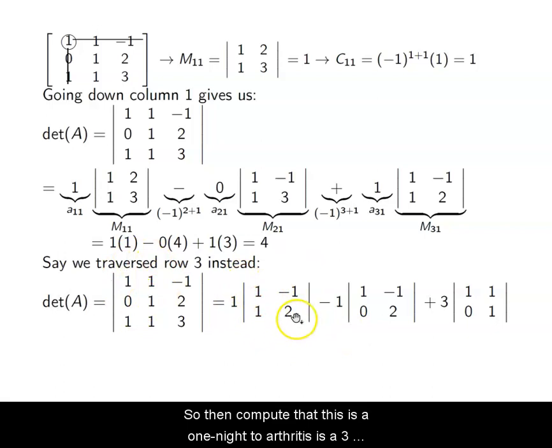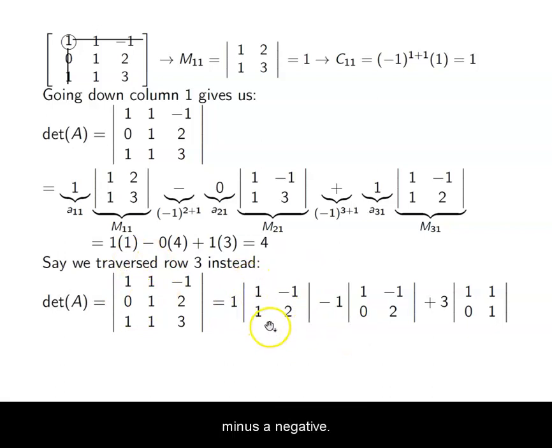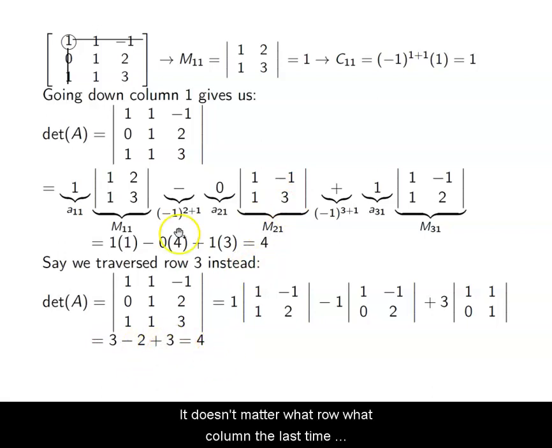This is a 1, right? 2, or I'm sorry, this is a 3. 2 minus a negative 1. It's a 3. Minus, so this will be 2 minus nothing. So minus 2. And then this will be 3 times 1 minus nothing. So 3. You end up with 6 minus 2, which is the exact same thing we had before, 4. So it doesn't matter what row, what column.